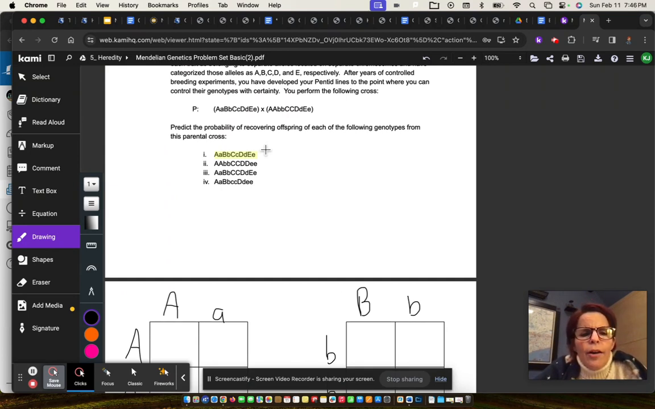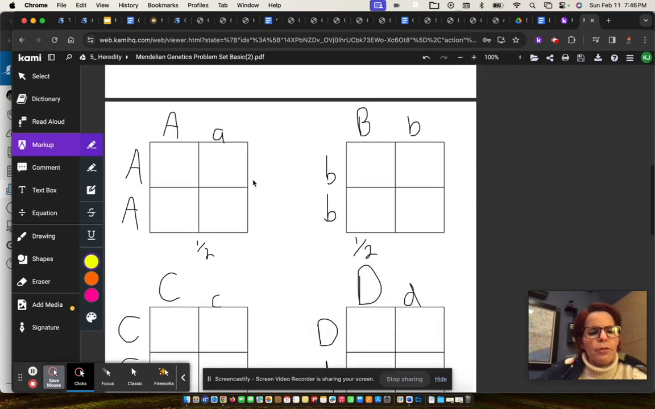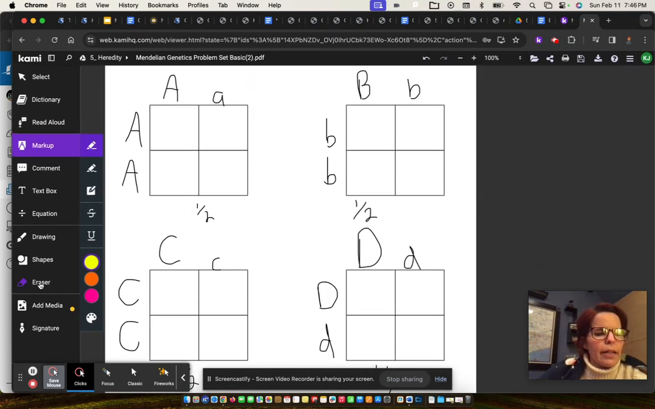Let's try another one. I'm not going to do all of them with you, but let's try this one now. Big A, little a, big B, little b. I'm going to have to write it down or I'm going to forget it. See if it's any different than the one we just did. So capital A, little a, capital B, little b, little c, little c, capital D, little d, and little e, little e.